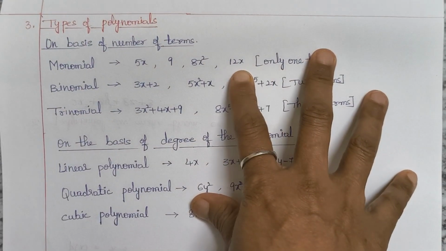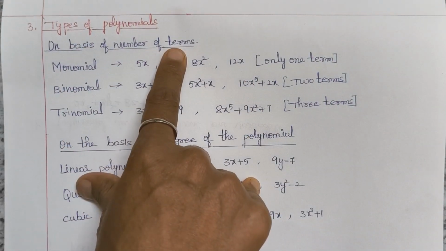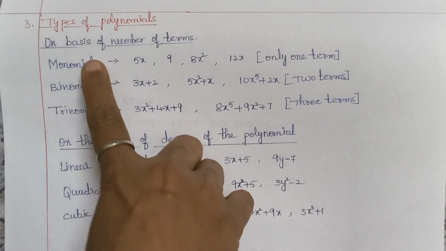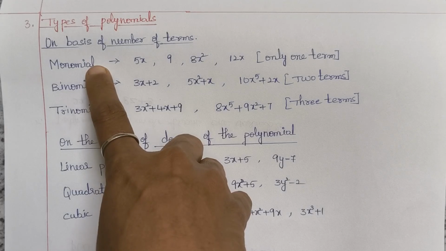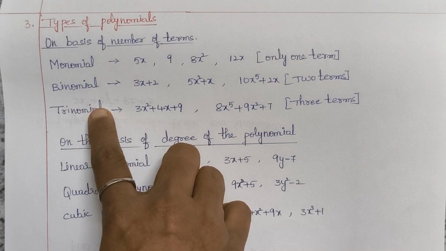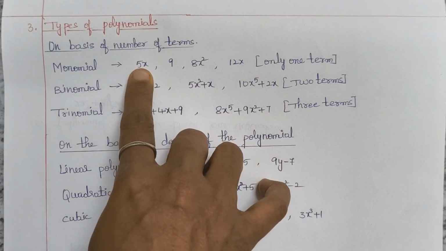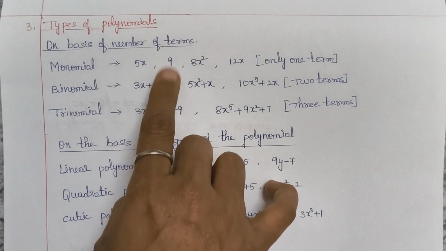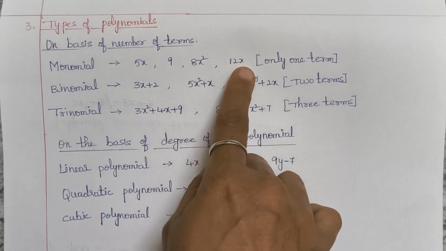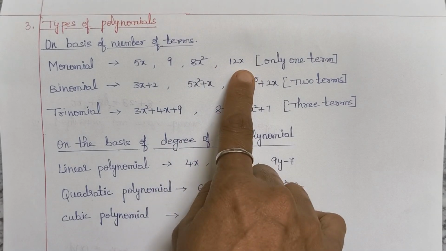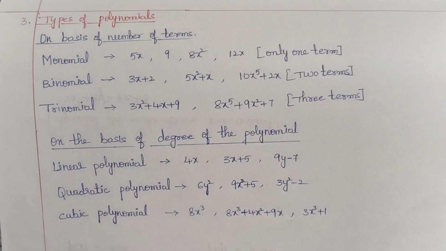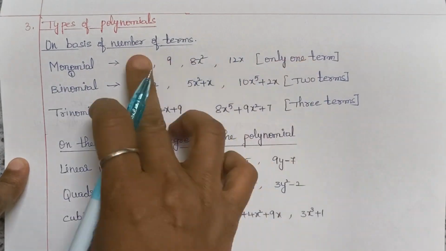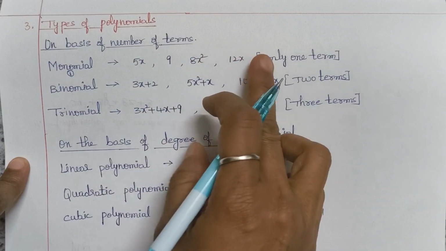Now, types of polynomial on the basis of number of terms. On the basis of number of terms, polynomials are of three types. One is monomial, one is binomial, one is trinomial. See here, only 5x, one term is there. So it is a monomial. Next 9, only one term is there. It is a monomial. 12x is also one term. So it is a monomial. Mono means one. Only one term in the expression is called a monomial.